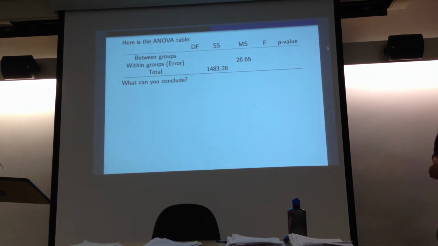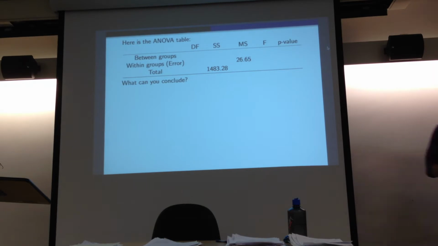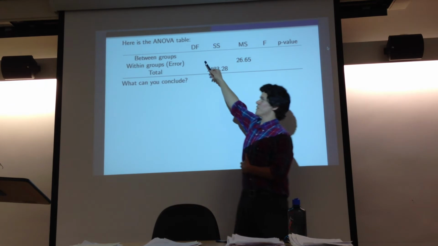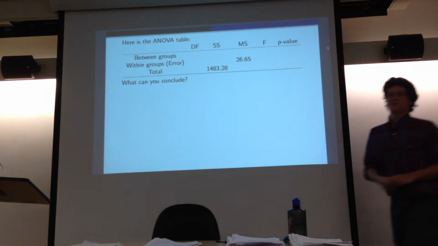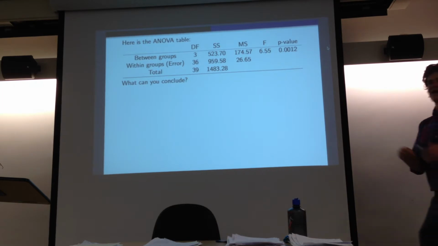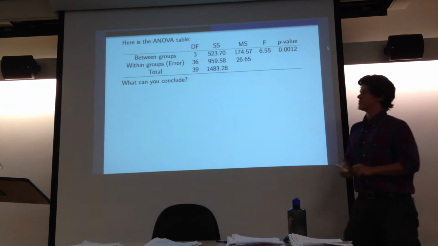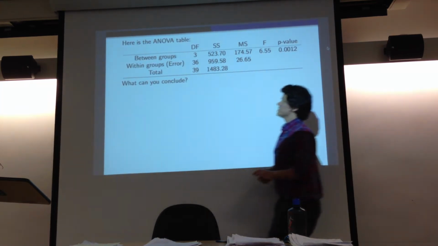So again, fill out this table. Why don't we just walk through it because you did it for the last one. So it's basically the same thing. Degrees of freedom. What should it be for between the groups? Yeah, 3. And within groups? So we had 40 observations, right? Minus 4 levels. And then our total is the sum of these things.